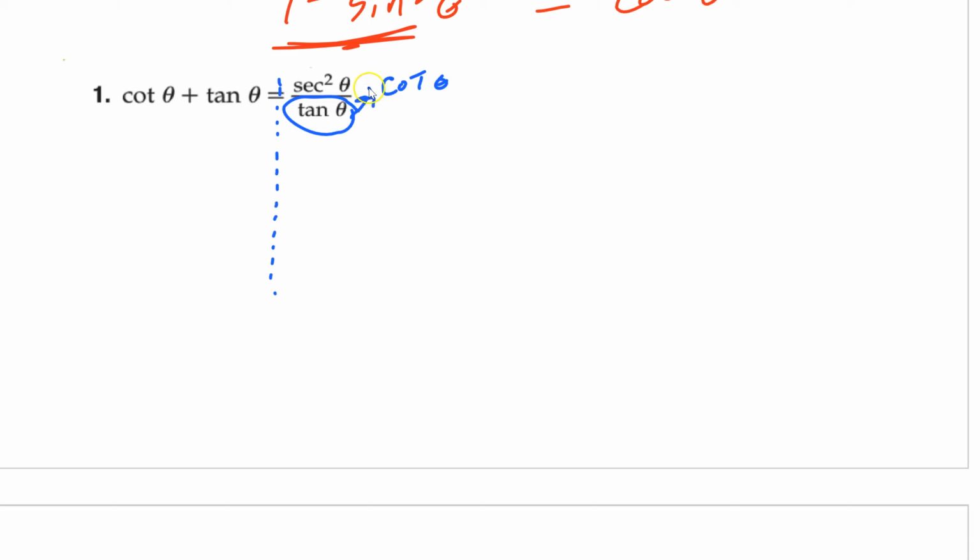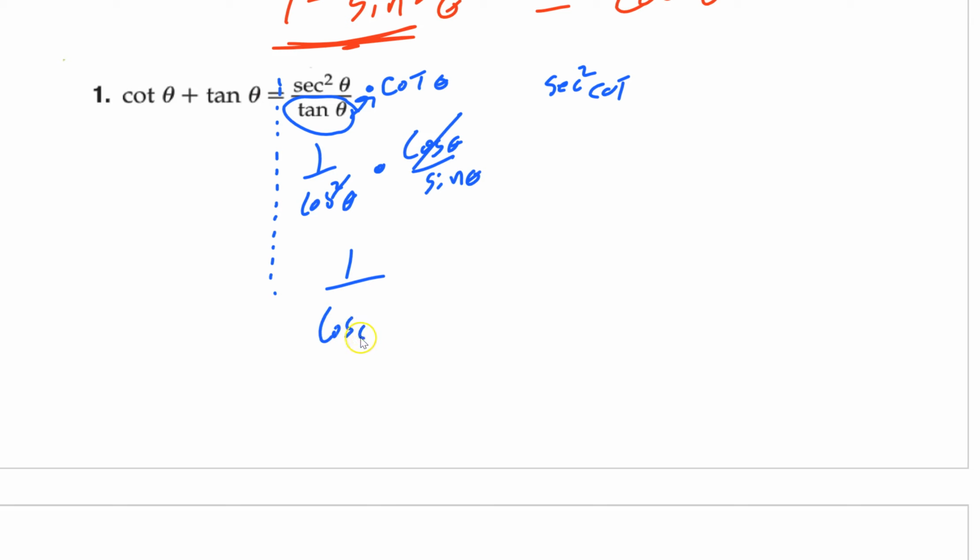So I have secant times cotan. So now you can rewrite it. So this is just secant cotan. Secant is 1 over cosine squared. Cotan is cosine over sine. If you simplify this, that cosine cancels out with that cosine. And I get 1 over cosine sine. It looks like about as far as I could go.